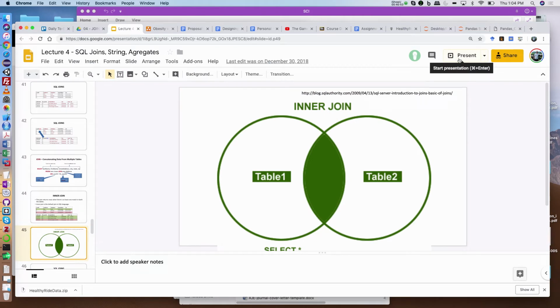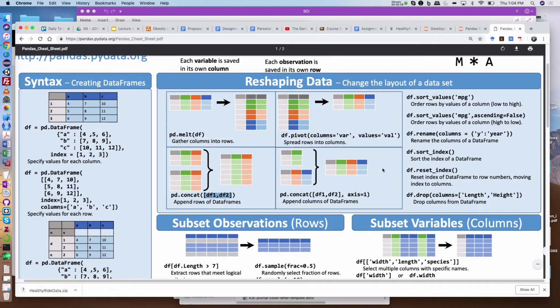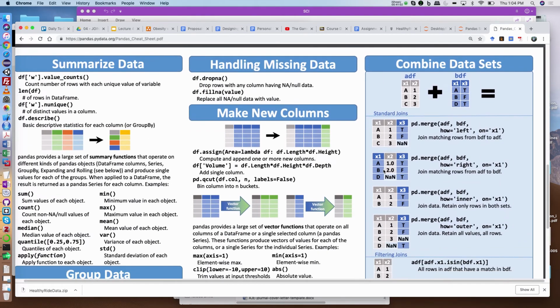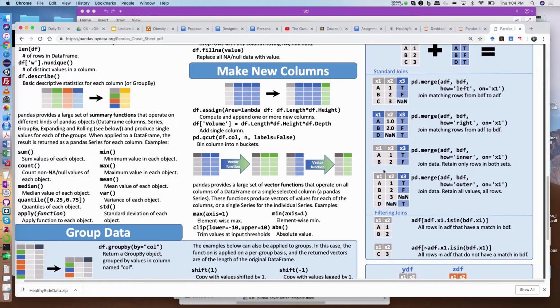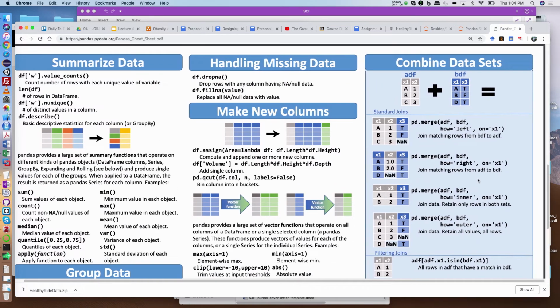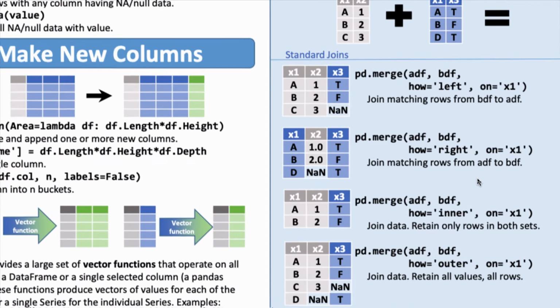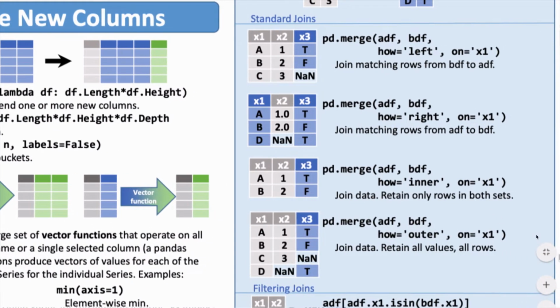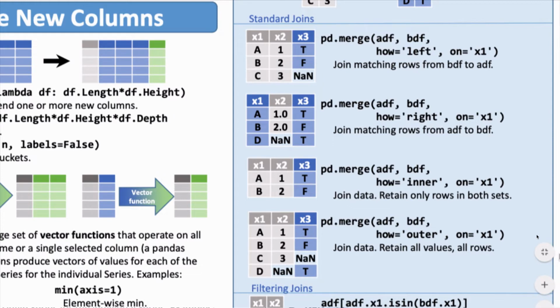So let's take a look at how this works. Before we look at other types of joins, let's look at how this works in Pandas. First, let's look at our cheat sheet for merging, under combined data sets. All right, so this is our cheat sheet for merging. We're going to start with this because this is something that we probably do most often.